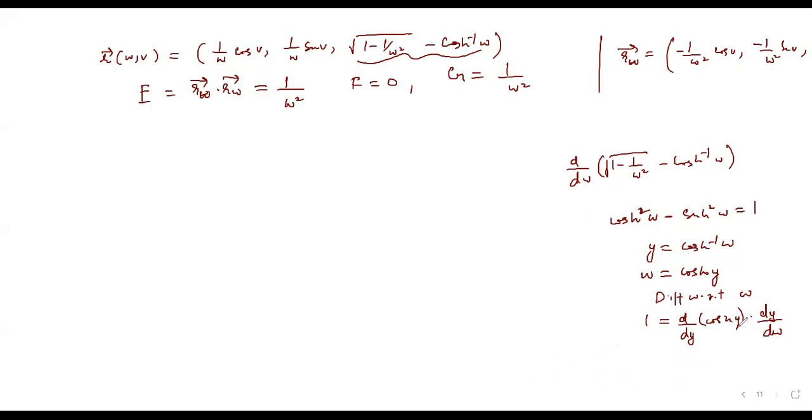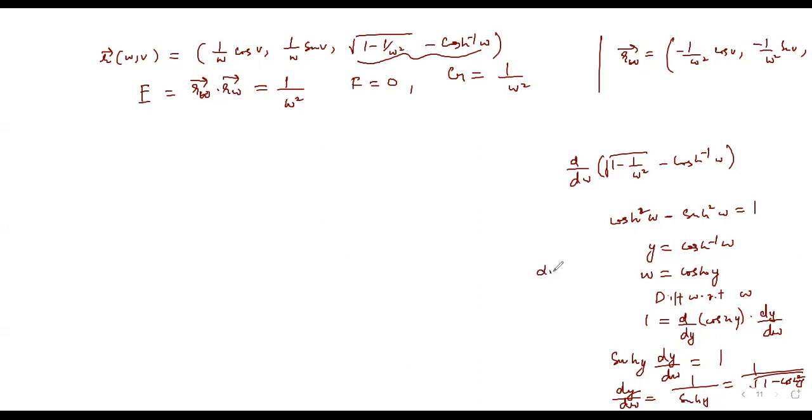क्या हुआ, मैंने गलत लिखा, dy by dw would be 1 multiplied by sin hyper, आराम से करते हैं, यानी तो ये बन जाएगा sin hyperbolic of y into dy by dw is equal to 1, और हमें जो चाहिए dy by dw that would be equal to 1 by sin hyperbolic y, that would be 1 by square root of 1 minus cos hyperbolic of y, और cos hyperbolic square, तो 1 minus cos hyperbolic square होगा 1 minus w square.